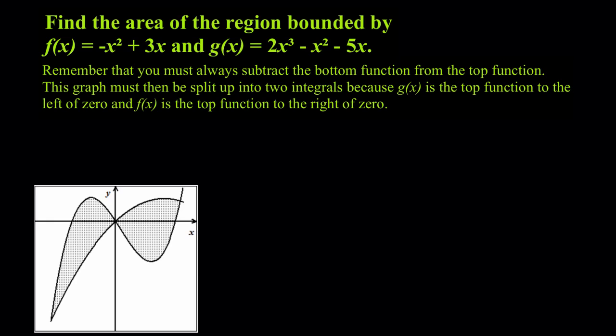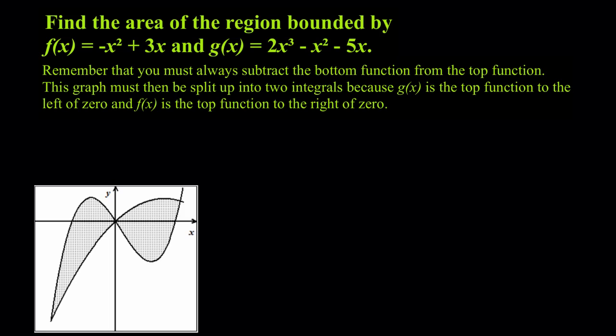Now, on this one, we need to find the area of this region. However, we have actually two regions involved here. We have this region here and this region right over here. Again, we do not know the intersection here or here, so that's the first thing we need to take care of, is finding that intersection.